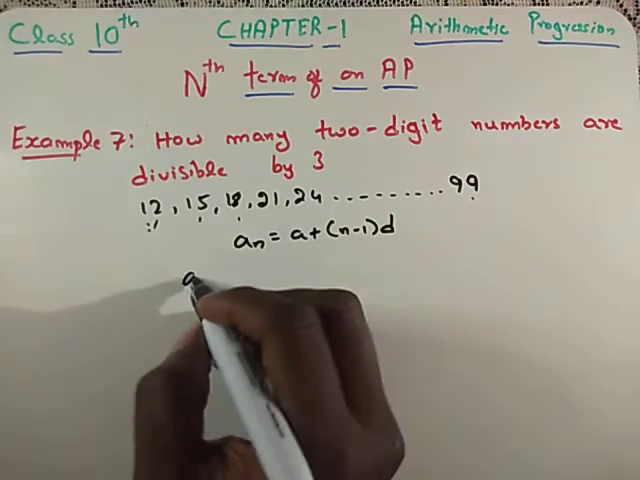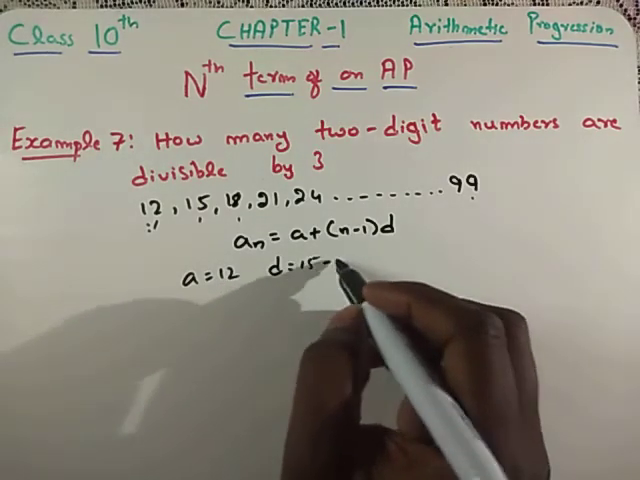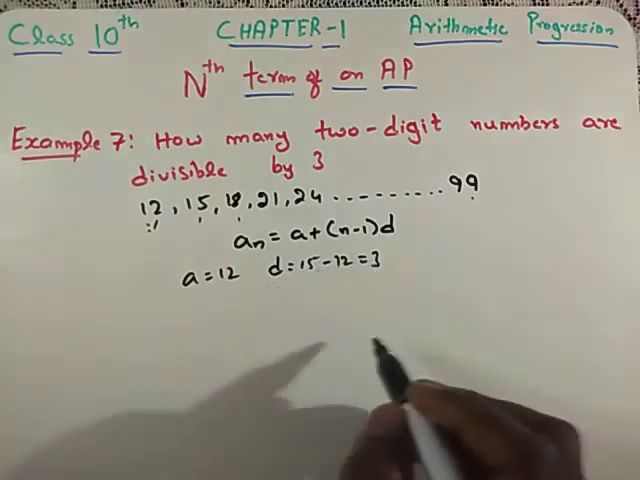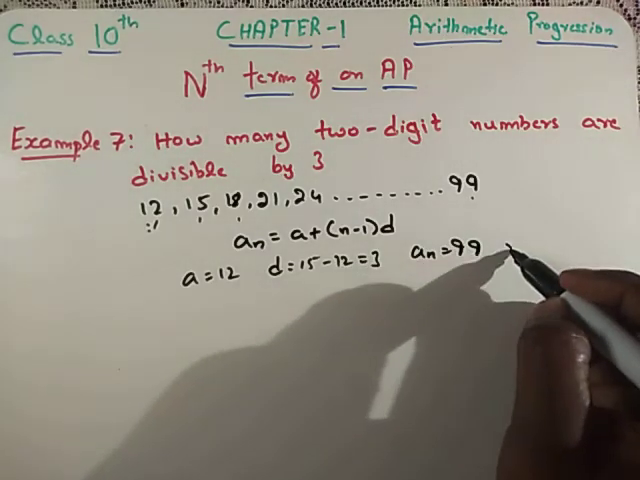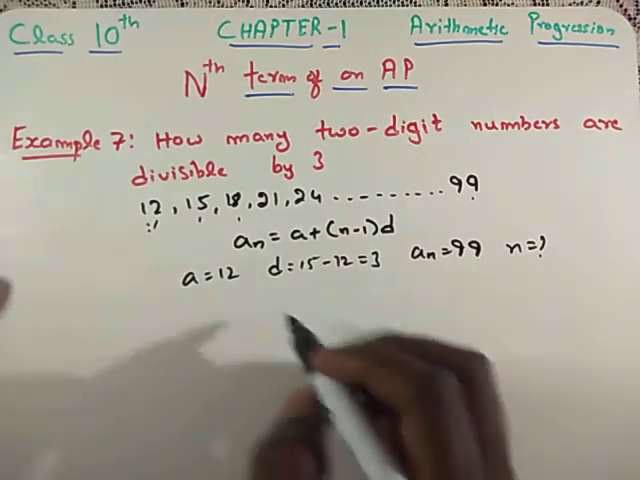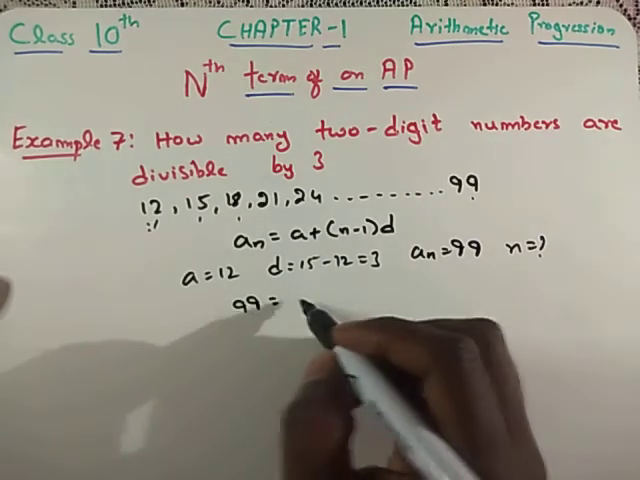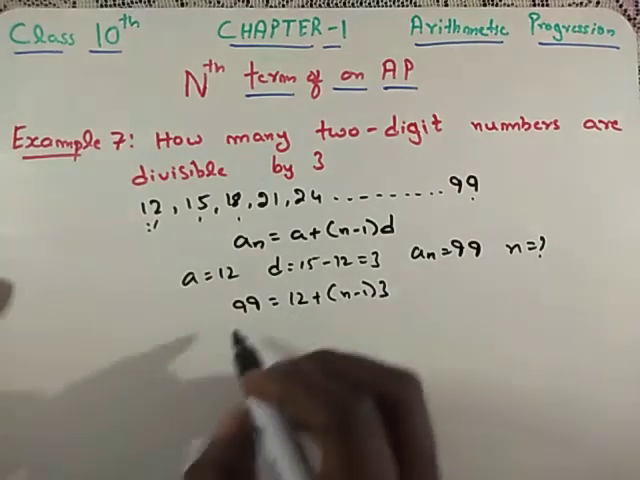Here the value of a is 12, and the common difference d is 15 minus 12, which is equal to 3, and the value of a_n is 99. We have to find the value of n here. Now, let us substitute all these values in the given equation. We get 99 is equal to 12 plus (n minus 1) into 3.